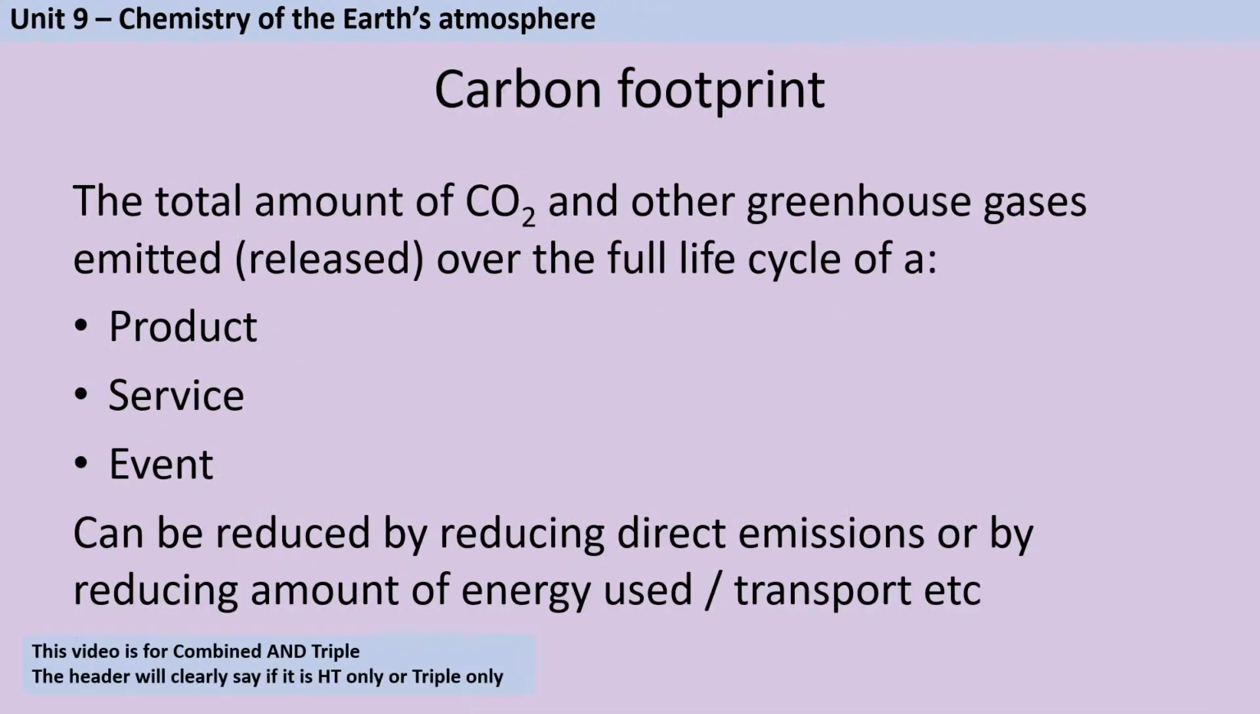Okay, so you should know that your carbon footprint is the total amount of carbon dioxide and other greenhouse gases that are given out over the full life cycle of a product, service, or event. So we can reduce that either by directly reducing emissions, in other words, having fewer lorries driving around burning diesel, or by reducing the amount of energy that's used. So things like my computer is currently contributing to global warming because it's using electricity, and that electricity was generated in a power plant, probably by burning some oil or something.